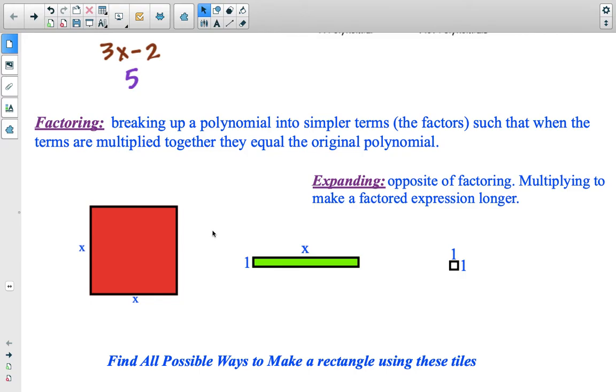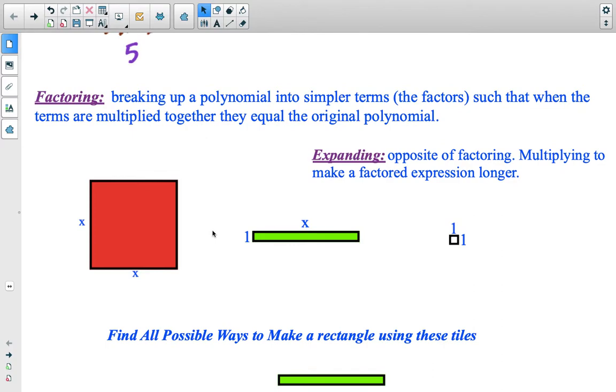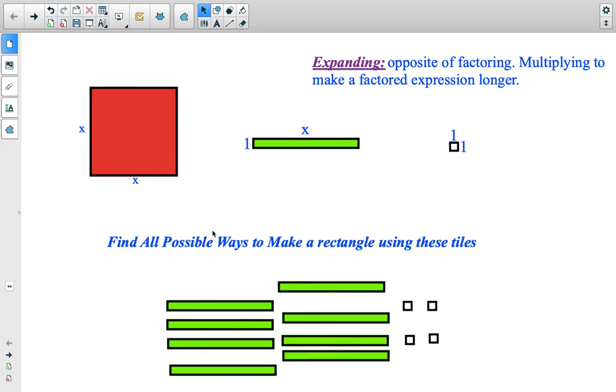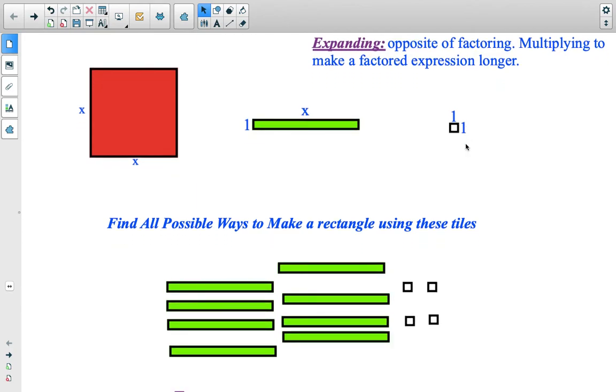Factoring is breaking up a polynomial into simpler terms, whereas expanding is doing the opposite of factoring, and we're going to multiply in order to get a bigger or a longer expression. So factoring is making something smaller or simpler, whereas expanding is making something longer or more complex. Always remember that we can relate polynomials to area. The red block here is our x squared block. This long rectangular block is our x block, whereas our 1 block is the little white one here.